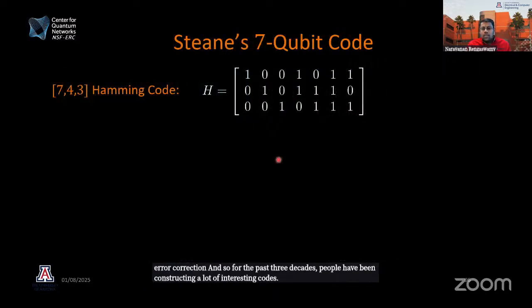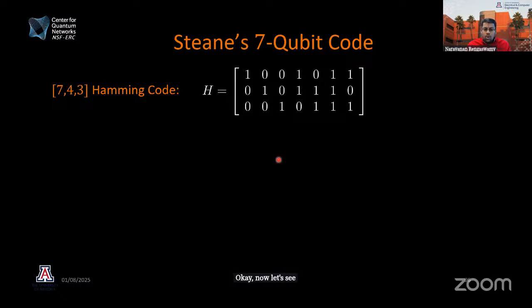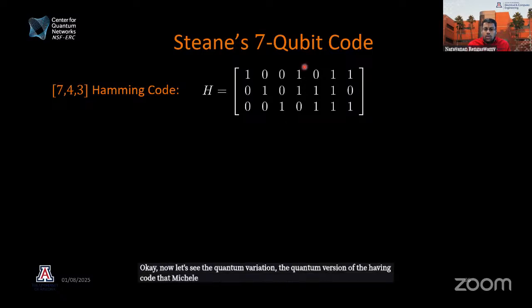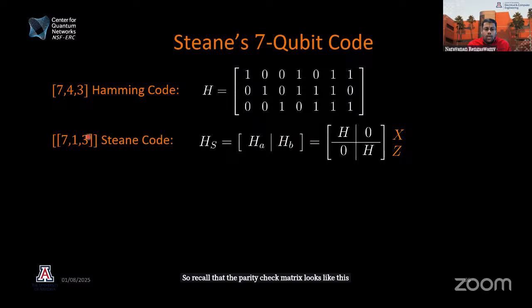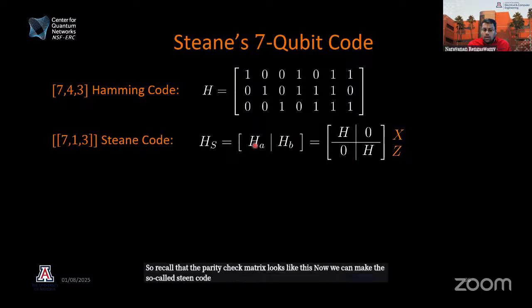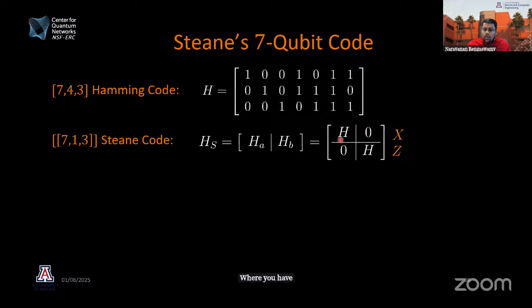Okay, now let's see the quantum version of the Hamming code that Michele showed you. So recall that the parity check matrix looked like this. Now we can make the so-called Steane code by taking the quantum parity check matrix to be of a block diagonal form, where you have one part which is purely X-type, the Z part is 0, and the bottom half is purely Z-type, and the X part is 0.